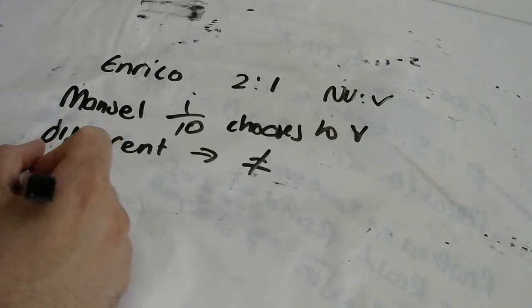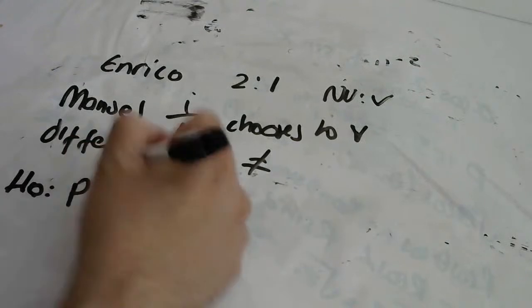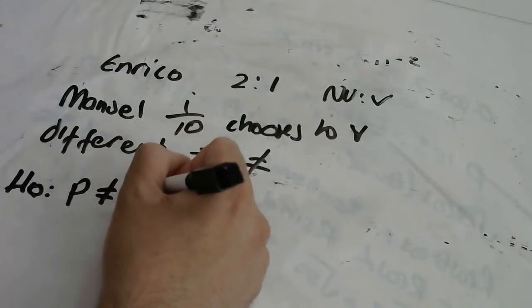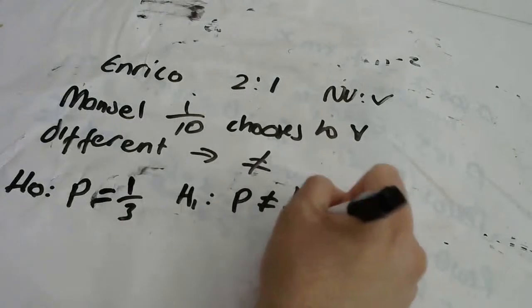All right? Looking at that, we know we're doing a two-tailed test. Let's set up our hypotheses. Our null hypothesis for Manuel is that there's nothing different in the world, so it's going to be p = 1/3. Sorry, that should be an equal sign. We're going to assume there's nothing unusual about Manuel's shop. It behaves just like Enrico's shop. The alternative is that it doesn't behave like Enrico's shop.